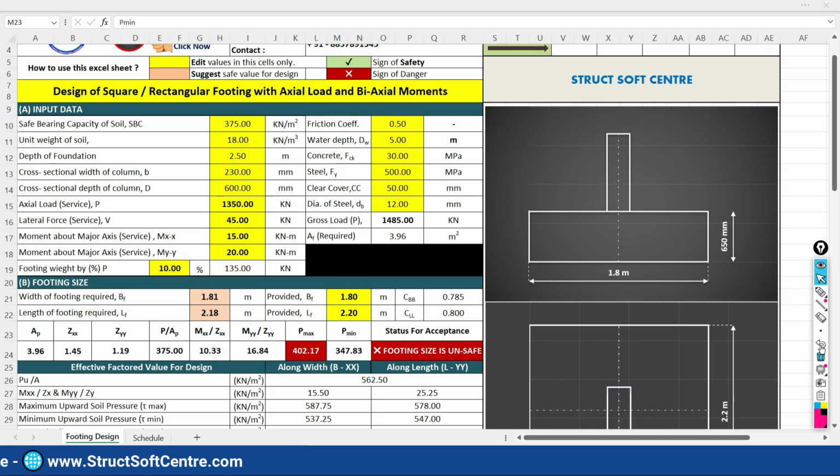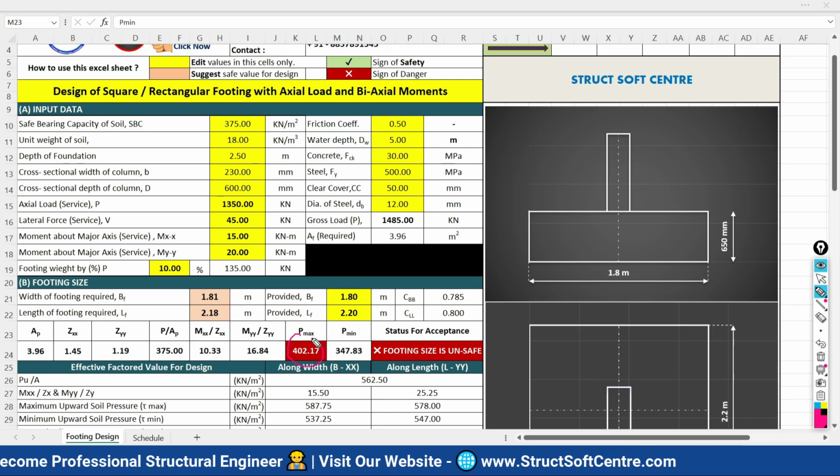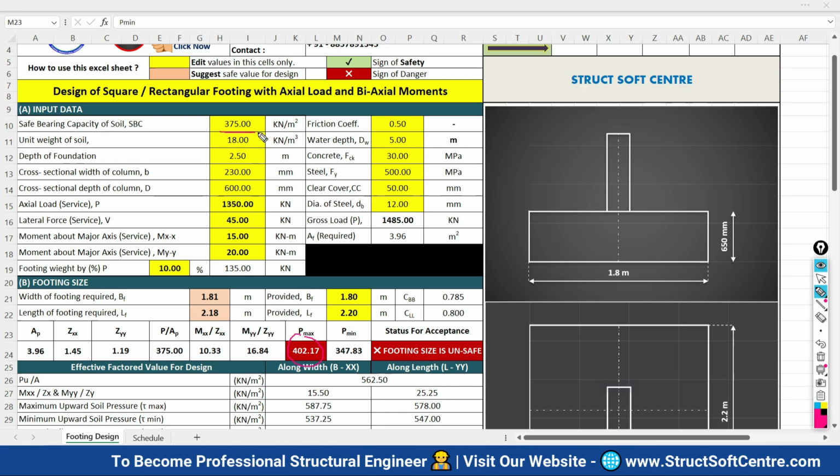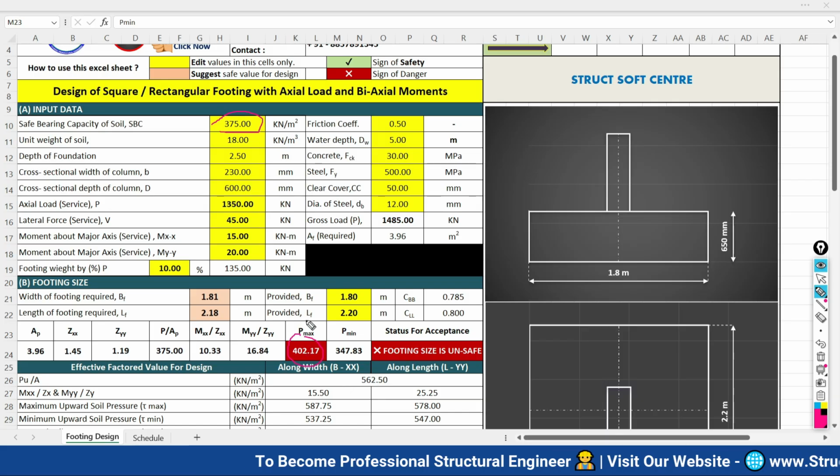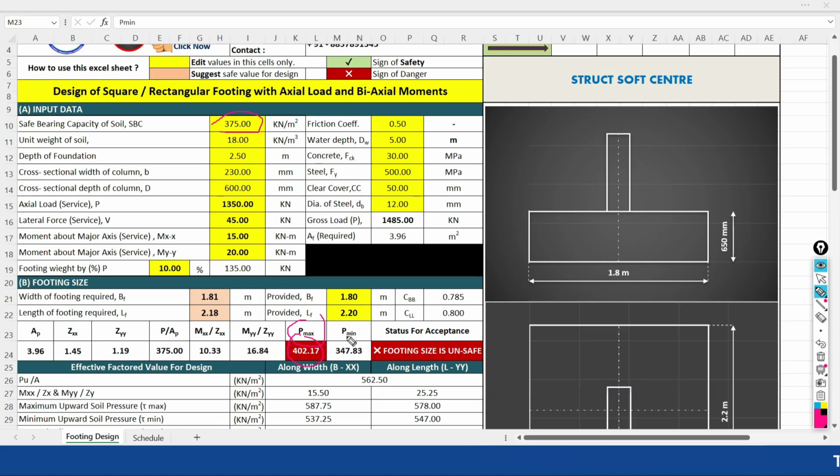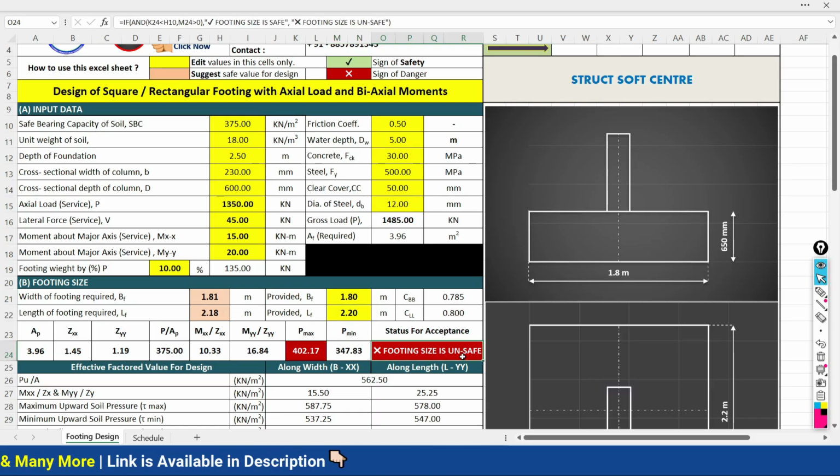It is intimating that your size is inaccurate, which is not safe, because the maximum pressure is exceeding the limit of the SBC of the soil. Actually, the case is what? The maximum pressure should not be more than the SBC of the soil, and your minimum pressure should not be less than 0. So this is safe, and this is unsafe. So what do I need to do? I need to increase the size of the footing. The footing size is unsafe. Here you are getting the status for the acceptance.